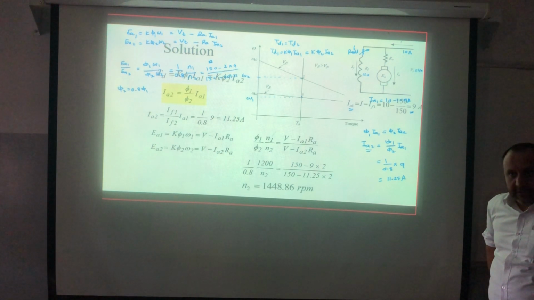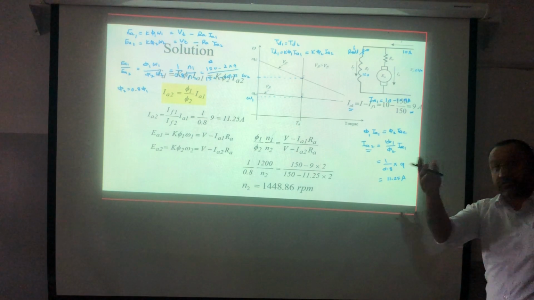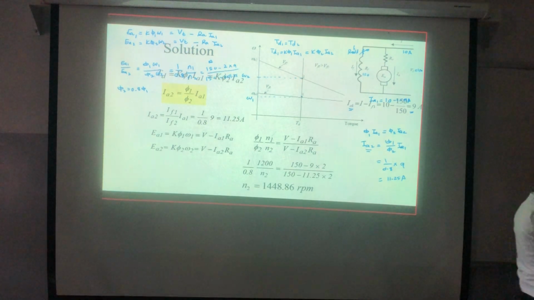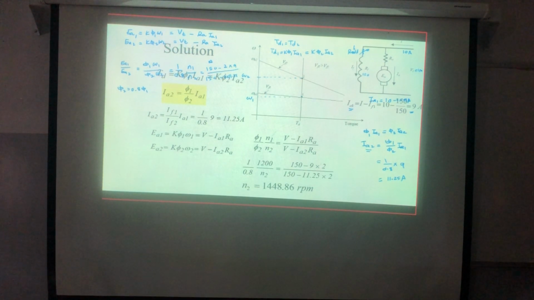What else is written? I think I need to find the value of the resistance and the losses. How to calculate the value of the resistance that I need to add to the field circuit, at the voltage at this speed? You know that the flux phi f is proportional to IF. So simply from here, phi 2 over phi 1 is equal to IF2 over IF1.